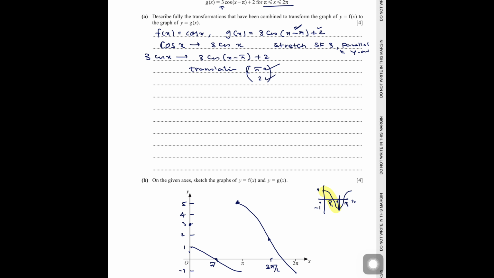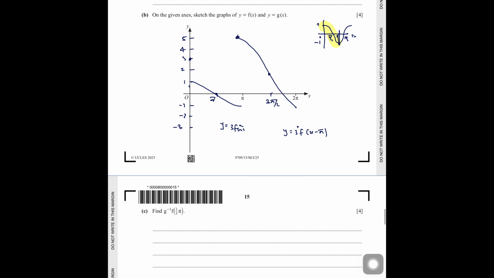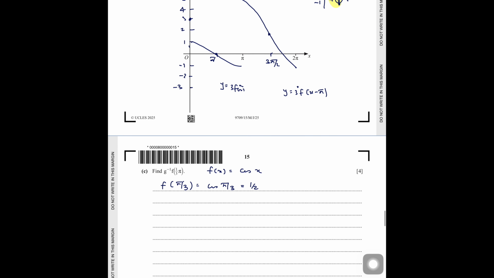Next one. Find g inverse f of pi over 3. So first of all, f(x) is cos x. So f of pi over 3 is cos pi over 3, which is half, right? Next, I need g inverse of f of pi over 3, which is g inverse of half. So which basically means I need to figure out what is g inverse.